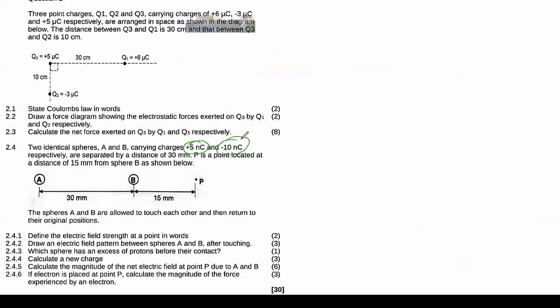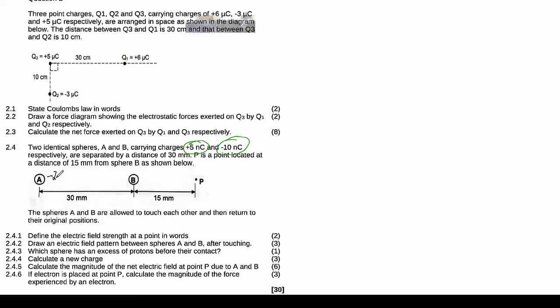Note that. So the mistake that a lot of you usually make when it comes to calculating that net electric field, you still move along with these charges here. But then that is incorrect, guys. Remember, you have now calculated the new charge. These spheres were allowed to touch each other and then return to their original positions. That means the old charges no longer apply. We are now going to roll with the new charges.